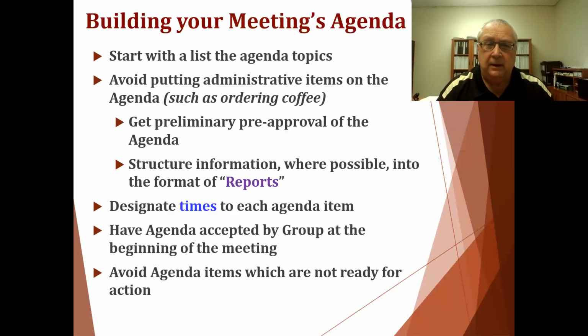So building the meeting agenda, really you start off with a list of topics. You avoid putting administrative items on the agenda, ordering coffee, all that nonsense gets taken off of it. You want to do a preliminary pre-approval circulated to get consensus that everything that needs to be on the agenda is there. Wherever possible, when there's a need to give information to members, what we want to do is to do that in the format of reports that are circulated with the notice.